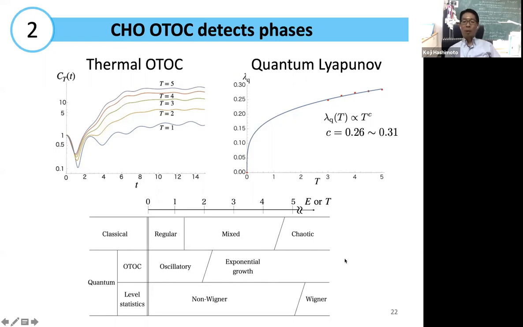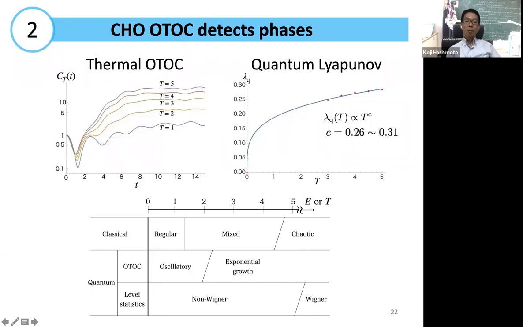And one important comment is that normally when you say the system is quantum chaotic, you look at the level statistics, energy level statistics. If it is Wigner, then you say that it's quantum chaotic. You can do the analysis for this system. It turns out that the Wigner behavior can be seen at very, very high temperature or energy. This means that at lower temperature, if you look at only level statistics, then you cannot find chaos. You have to go to very high energy.